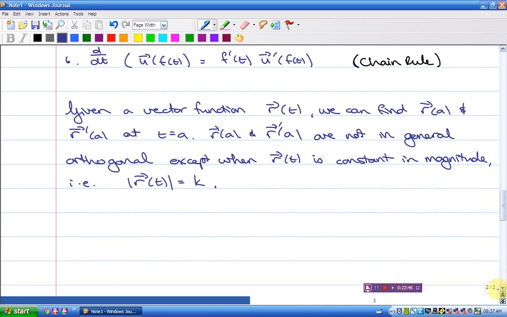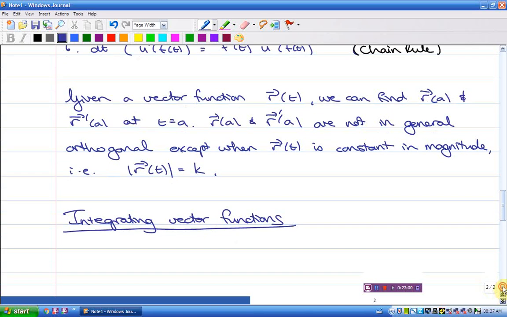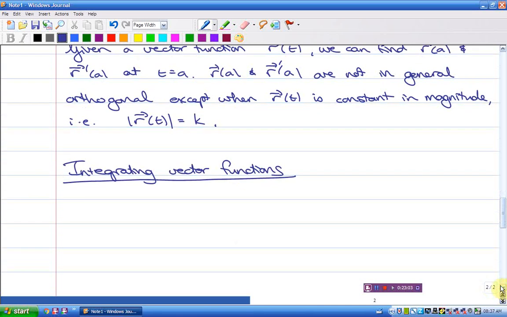Let's move on to integrating vector functions. Also very easy, everybody keep calm. Okay, please keep quiet.